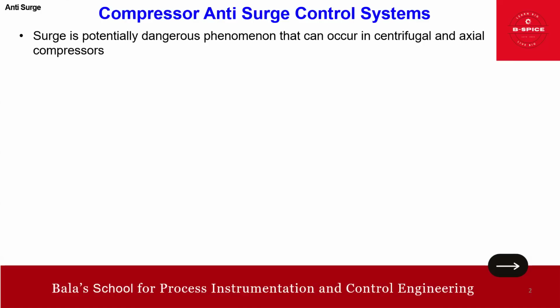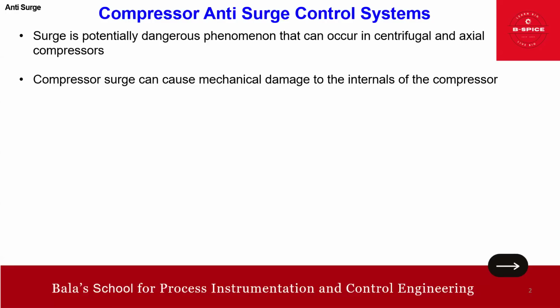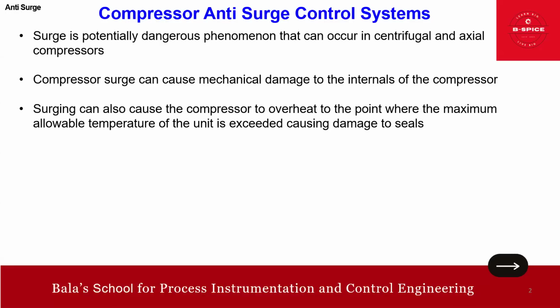Surge is potentially a dangerous phenomenon that can occur in centrifugal and axial compressors, which we all knew, right? Compressor surge can cause mechanical damage to the internals of the compressor, right? Surging can also cause the compressor to overheat to the point where the maximum allowable temperature of the unit is exceeded, causing damage to the seals. These are the impacts of the surge.